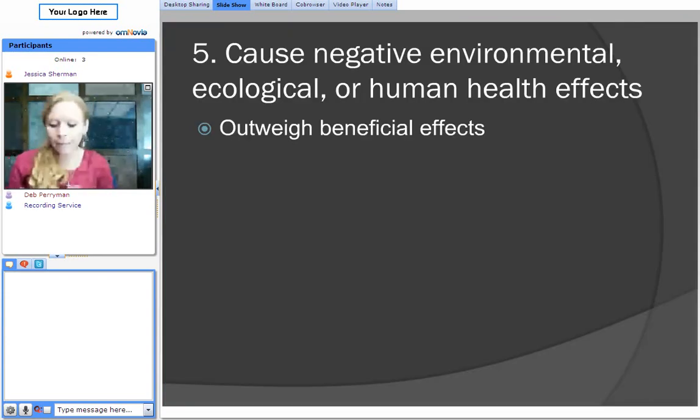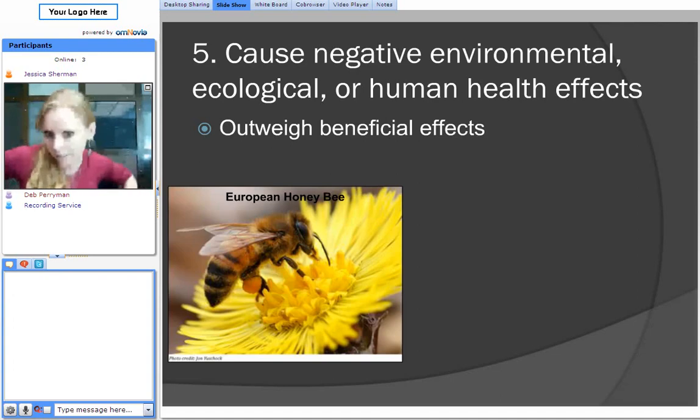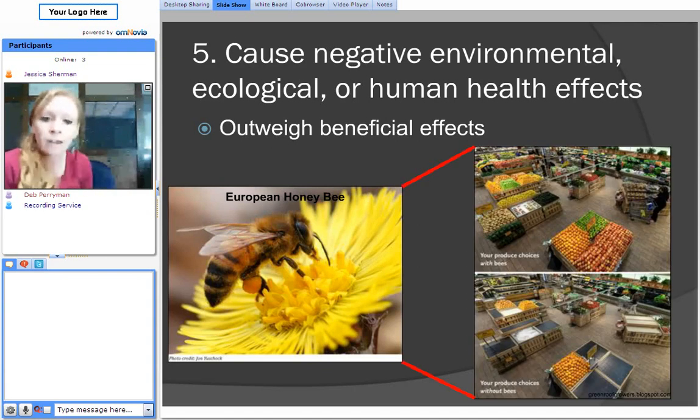So the last obstacle for an invasive species to truly become an invasive species is that they have to cause negative environmental, ecological, or human health effects. And these effects have to outweigh the benefits that we receive from them. So, case in point, honeybees. Honeybees are actually a non-native species. They were introduced from Europe for pollinating crops and garden plants. And typically we don't think of these as an invasive species because we get a benefit from them.